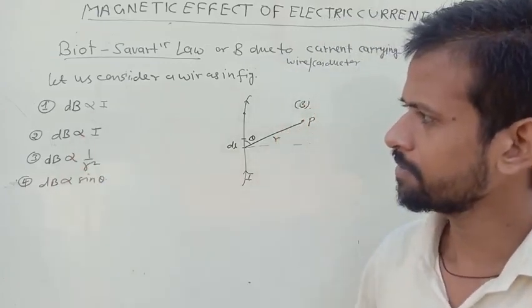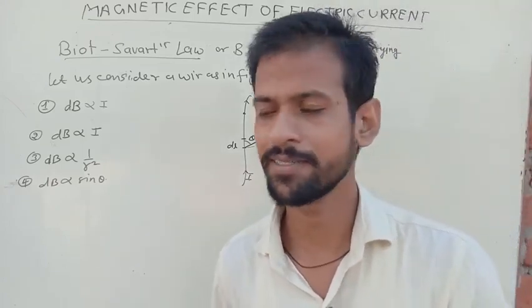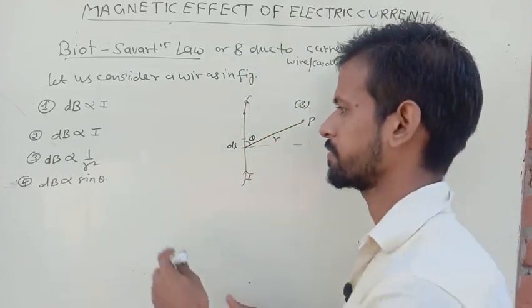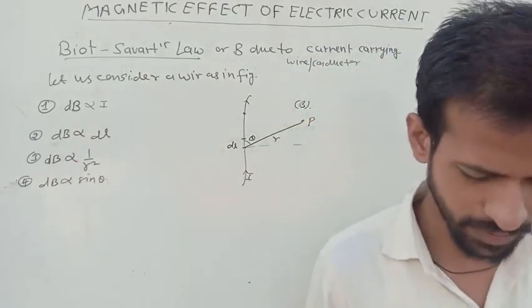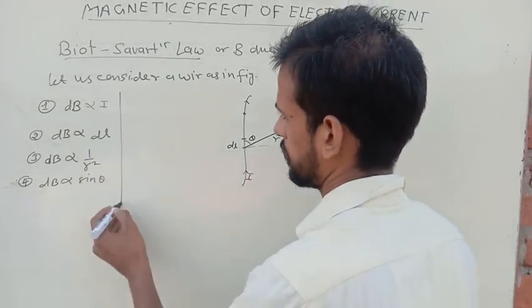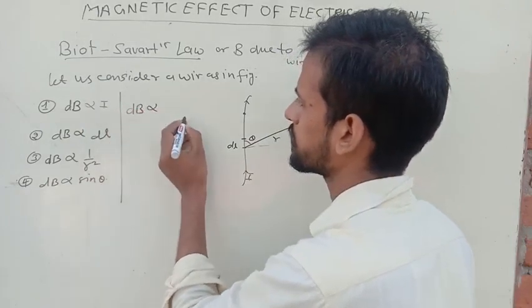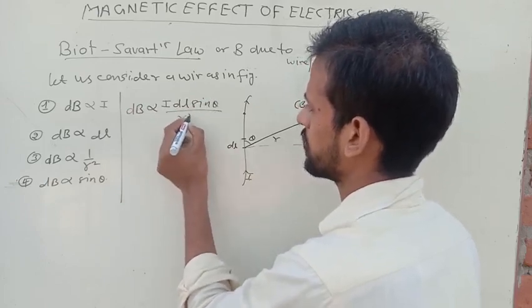So these are the four observations. The magnetic field is proportional to the current flowing in the wire, proportional to the small element, inversely proportional to the square of the distance between the point and the element, and also proportional to sine theta. If we combine these four results, we get dB is proportional to I dl sine theta upon r square.